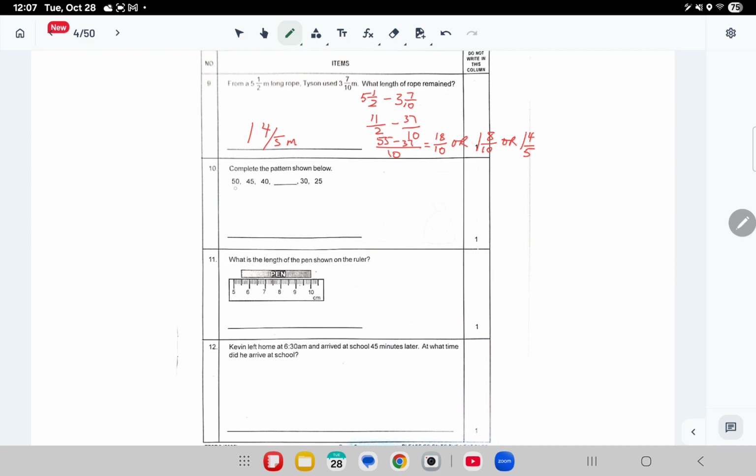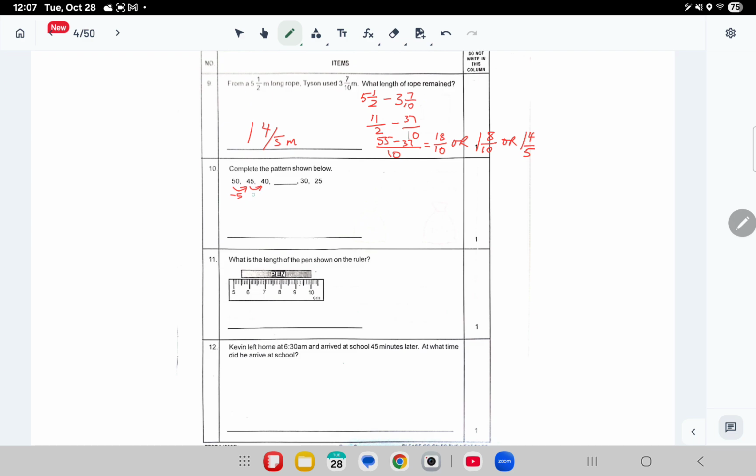Complete the pattern shown below. So we have 50, 45, 40, something, 30, 25. We realize that the pattern is decreasing. So therefore, if the pattern is decreasing and getting smaller, the two operations we could use are either subtraction or division. So looking at this pattern now, to move from 50 to 45, you take away 5.